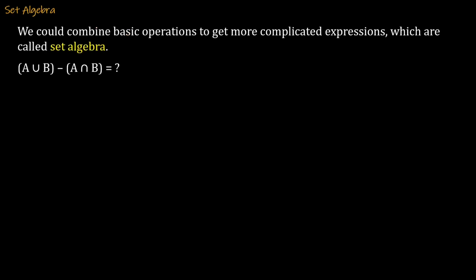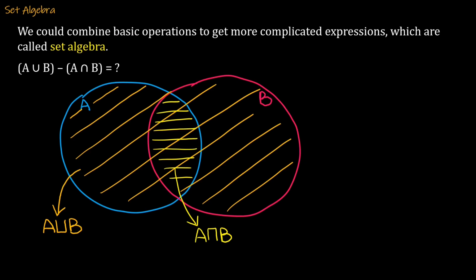Until now we have learned three basic set operations: intersection, union and difference. The last thing I want to mention in this video is we could combine these operations to get more complicated expressions of sets, which are called set algebra. Here is a simple example of such expressions. It gives the difference of set A union B and set A intersect B. If A and B are shown in a Venn diagram like this, we need to eliminate the area of A intersect B from the area of A union B, so the resulting set covers the area that only belongs to A or only belongs to B.